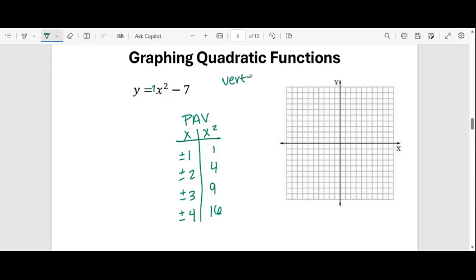Then our vertex, we're going to start by seeing if we have an x value. There's nothing there, so our x value is 0. And then our y value is the number in the back, which is -7. So our vertex is 0, -7. And from there, left and right 1, up 1. Left and right 2, up 4. Left and right 3, up 9.